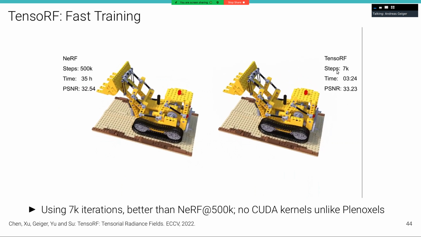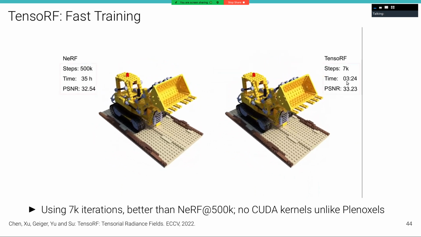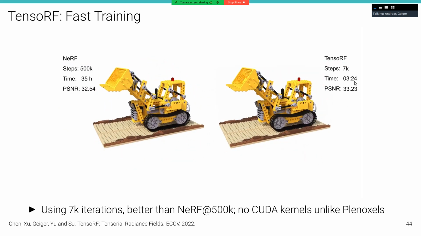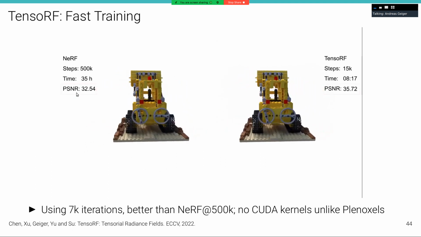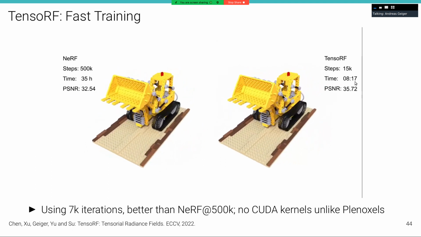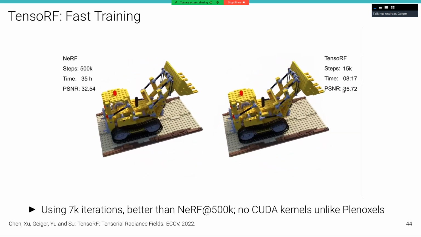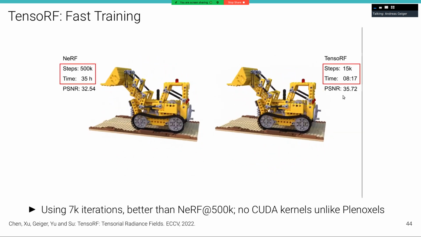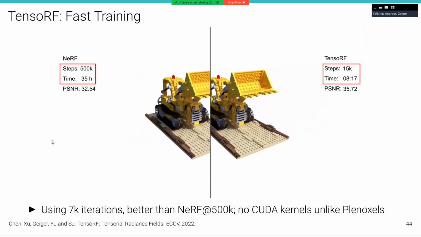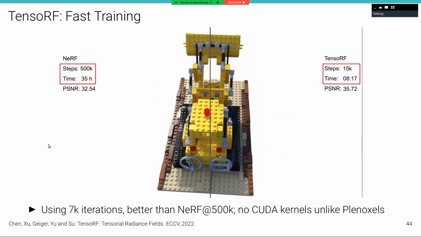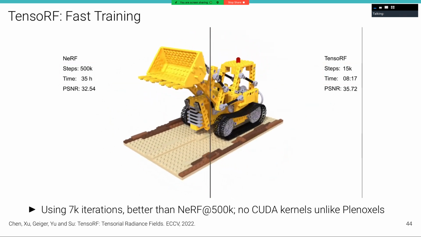So here's the result after 7,000 steps, which are produced on a single GPU in 3 minutes and 24 seconds compared to 35 hours of NeRF. So we have even better PSNR than NeRF that requires 35 hours. And if we train further, if we train for 8 minutes, then we have further increased the PSNR here, while it's still being faster than NeRF.